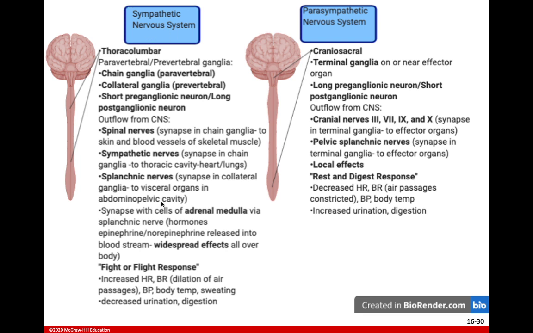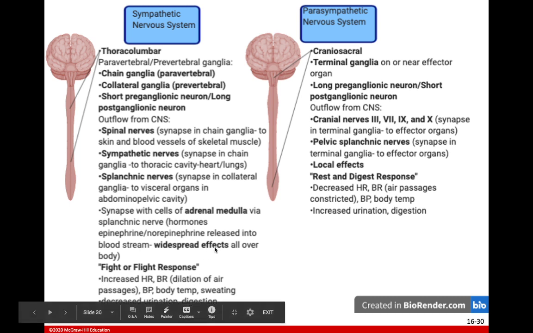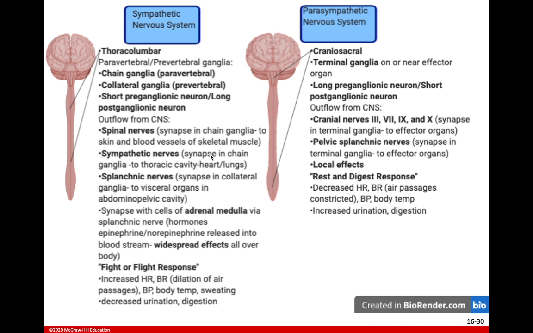Again, the sympathetic nervous system is responsible for the fight or flight response, and then we have some of the specific effects on the body as a result of that sympathetic nervous system sending action potentials down these nerves. Heart rate is increased, breathing rate is increased as our air passages are dilated. Blood pressure increases, body temperature increases, sweating, decreased urination and digestion.